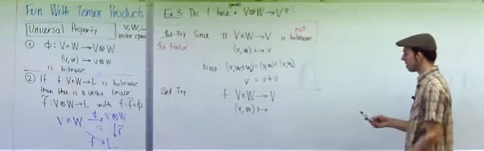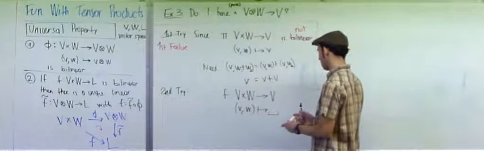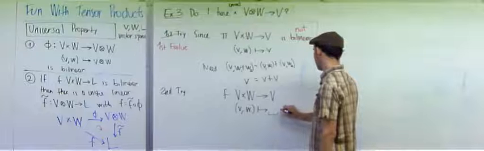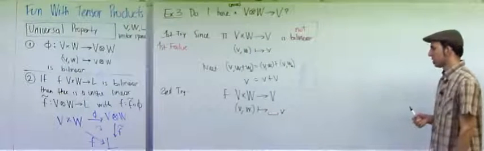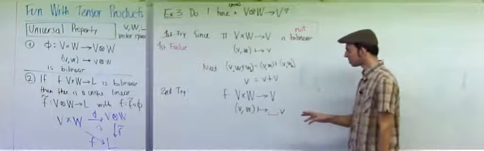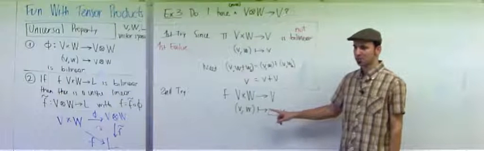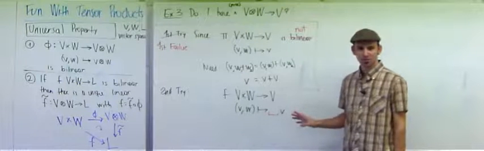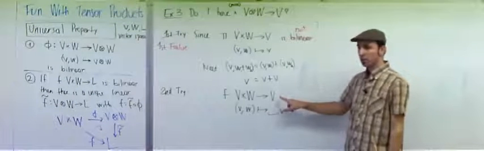Can I put something in front here to make this linear? So for example, the first thing you might try is to put W, but the problem is that WV doesn't make any sense. So two vector spaces, and we're looking for something in V.